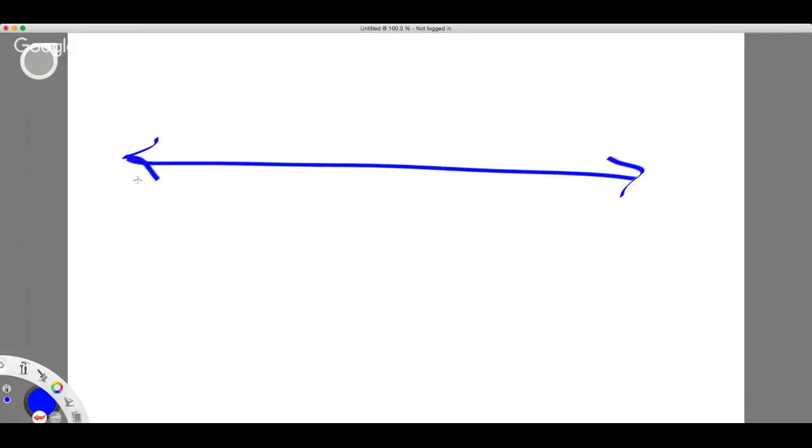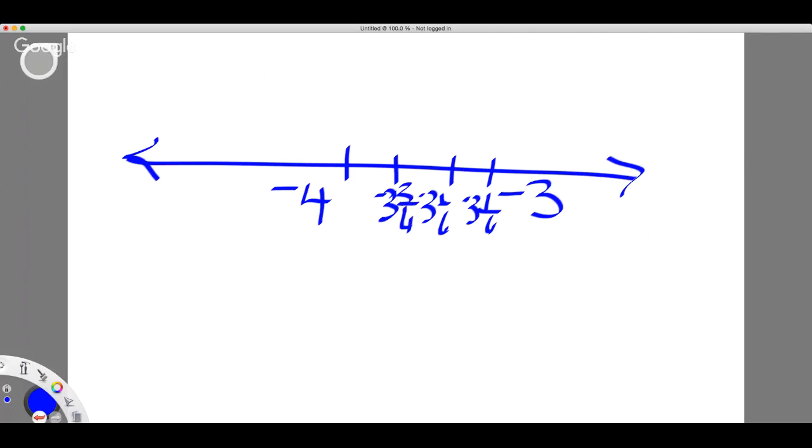Number 6, it says -3 and 3/4 is between what 2 integers? Well, we know it's -3 and -4, obviously, right? Because 1, 2, 3, 4. So this is -3 and 1/4, -3 and 2/4. So then this is -3 and 3/4. And then finally, we get to -4 over here. So we know that -3 and 3/4 has to be between -4 and -3.